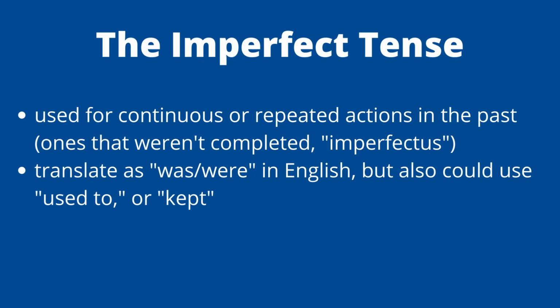It's that continuous action. In English, we translate the imperfect as was or were. I was walking, we were walking. But there's other ways to do it. If you want to show the repeated action, you could say, oh, I used to go to camp in the summer.